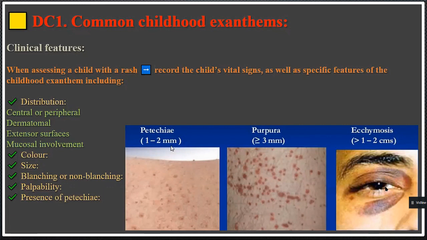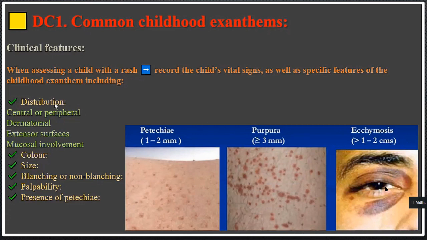So here, as we said, petechiae are very small, 1 or 2 millimeters. If more than 2 millimeters, it means we are talking about purpura. So it's more than or equal to 3 millimeters. Ecchymosis means more than 1 to 2 centimeters.